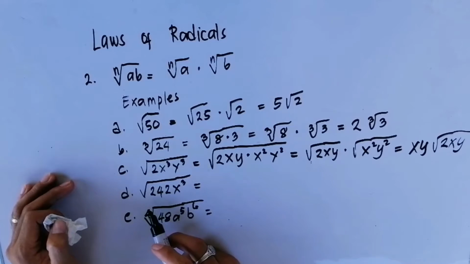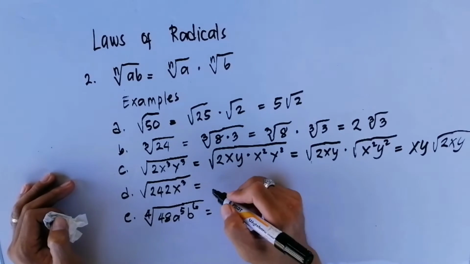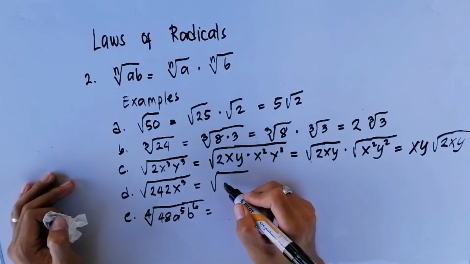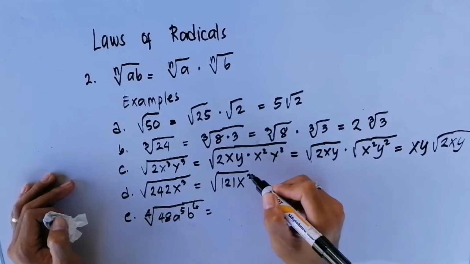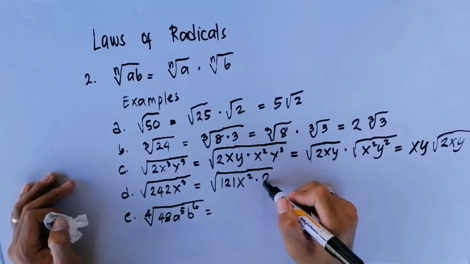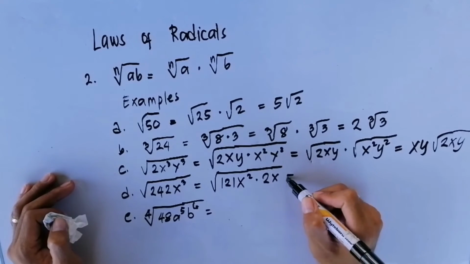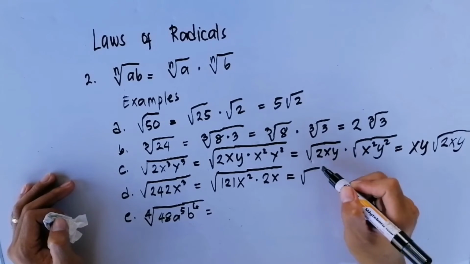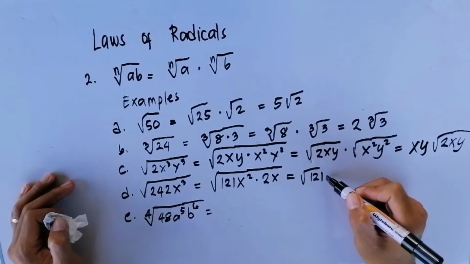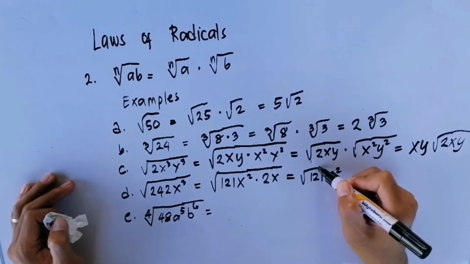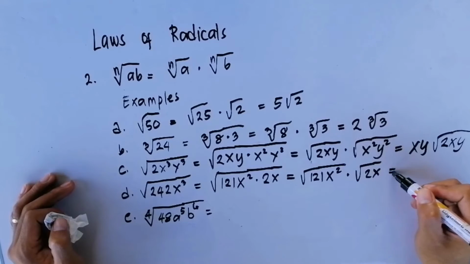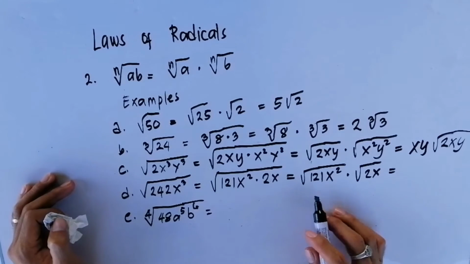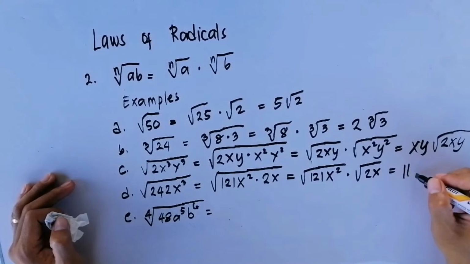Letter D, the square root of 242 x cubed, so that is the square root of 121 x squared times 2x, or that is the square root of 121 x squared times the square root of 2x. Then the square root of 121x squared is 11x times the square root of 2x.